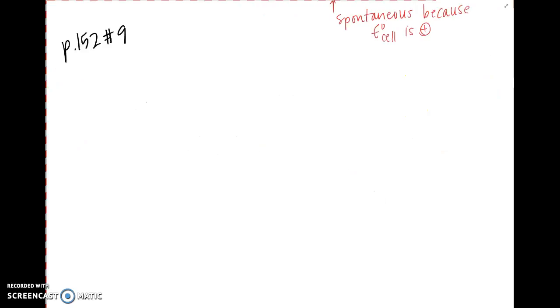Okay, so let's try page 152, number 9. Again, you should have already separated this one and written half reactions. So now I just want you to do the part where you're going to find the E values for each reaction and then find me Ecell and then tell me if it's spontaneous or not. So pause the screencast, work it out, and then play it along and I'll talk you through it.